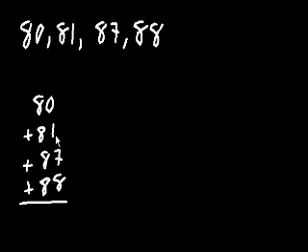Well, 0 plus 1 is 1. 1 plus 7 is 8. 8 plus 8 is 16. I just ran 8 miles, so I'm a bit tired. And then you have 4 8s, so that's 32, plus 1 is 33.